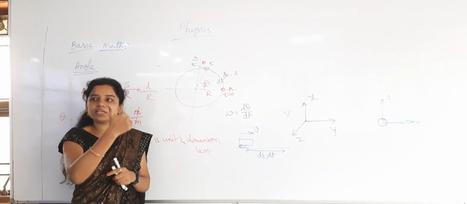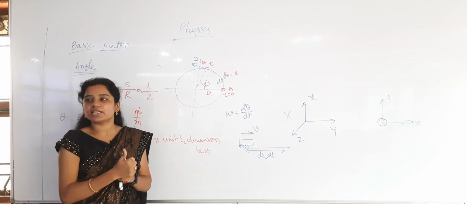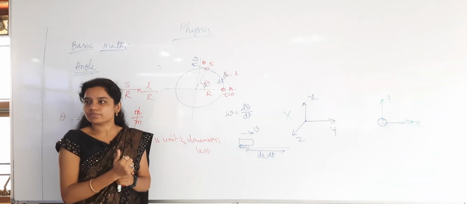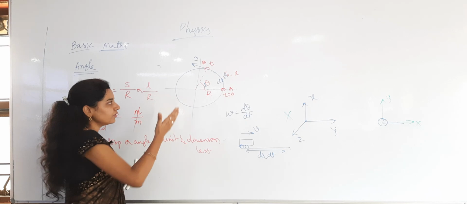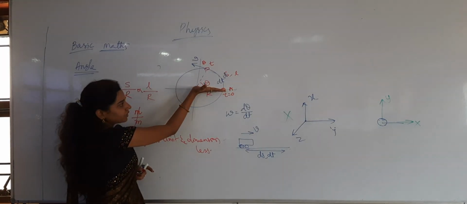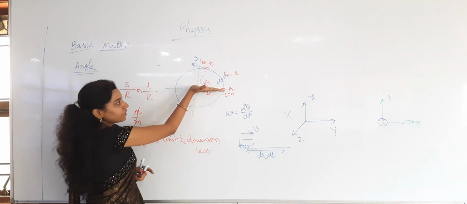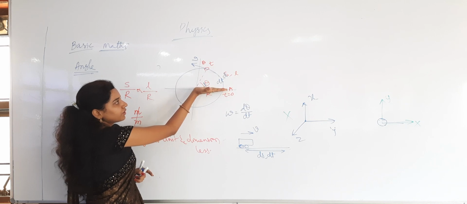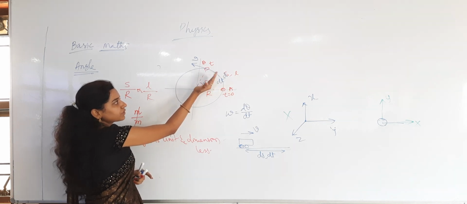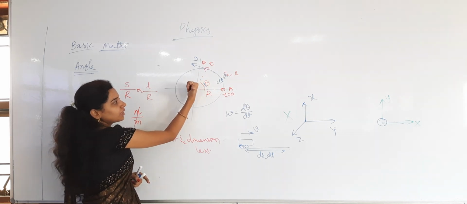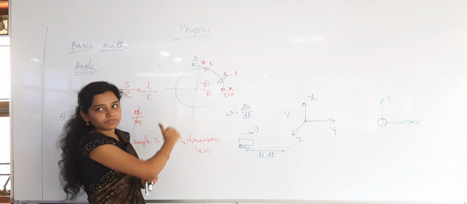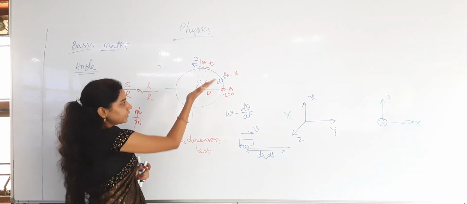Then who is remaining here? Thumb. Thumb gives you the direction of angular velocity. Okay. So now whenever I keep the palm here like this, what do we have to do? You have to fold the fingers towards the direction of motion of the body. Then what is the thumb giving? Direction of angular velocity.